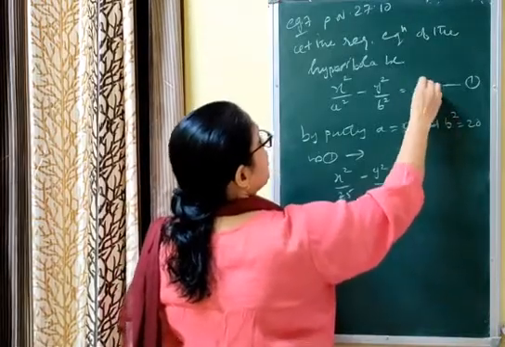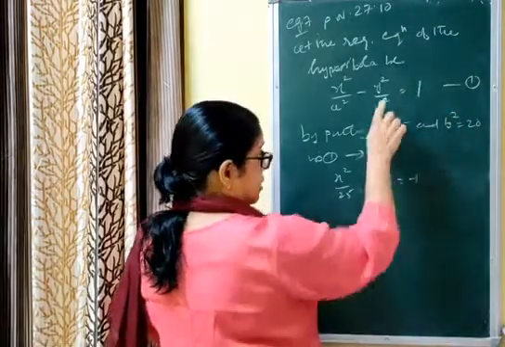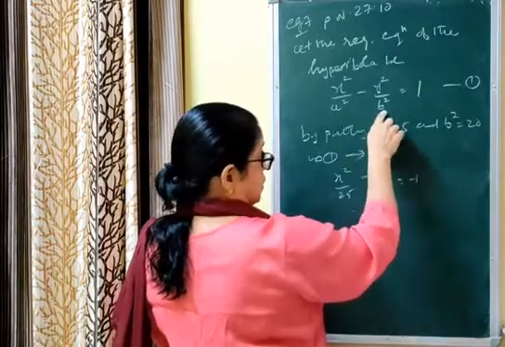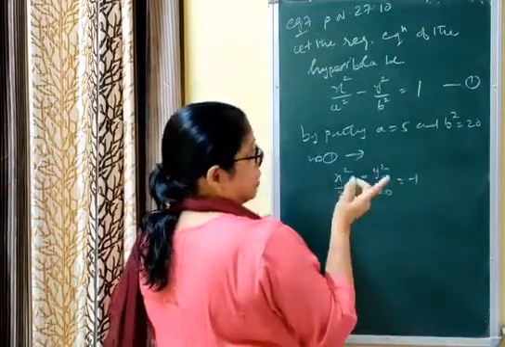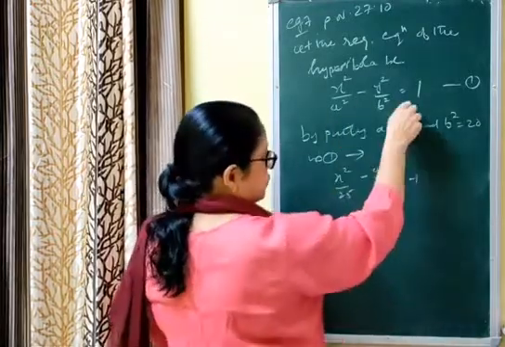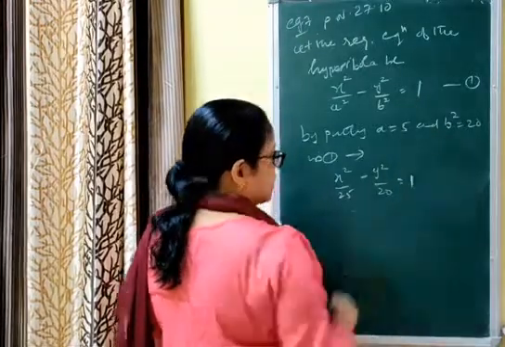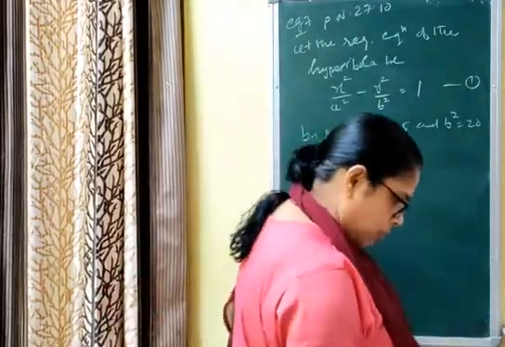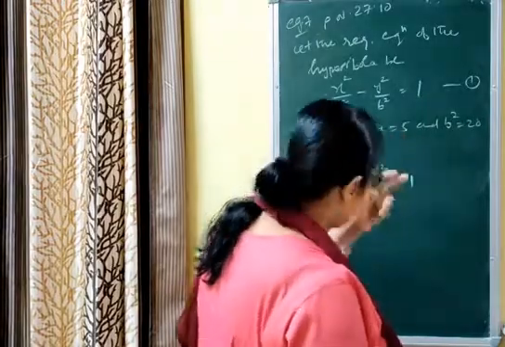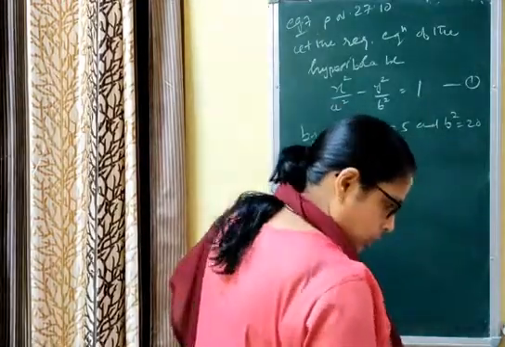Since we are taking the transverse axis as the x-axis, the equation is x square by a square minus y square by b square equal to 1. If the transverse axis is the y-axis, then it is minus 1. So it is corrected as 1. So the equation of the hyperbola is x square by 25 minus y square by 20 equal to 1.